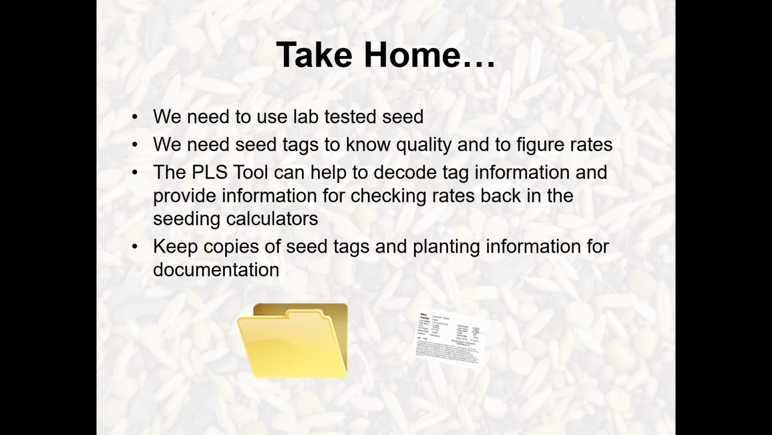So what is the take home? We need to use lab tested seed. We need seed tags to know the quality and to figure rates. The Pure Life Seed tool can help to decode that tag information and provide information that you're going to need to check those rates in the seeding calculators. And keep copies of seed tags and planting information for documentation.